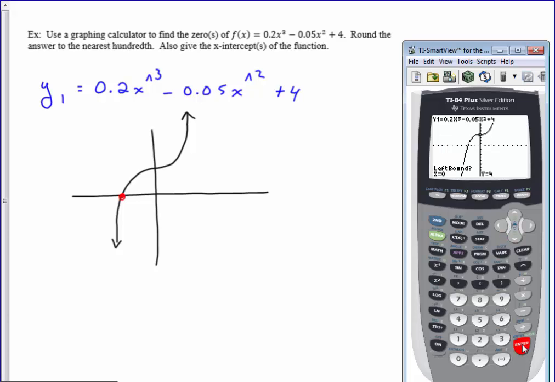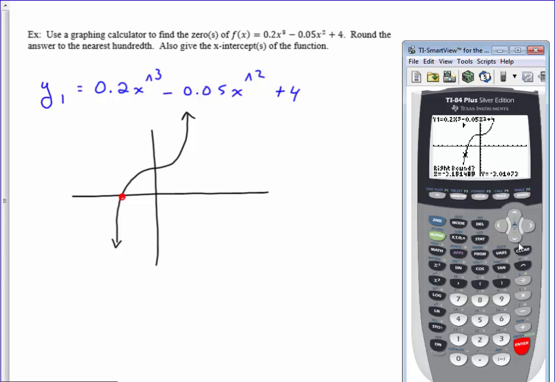Press enter. It will then ask for a left bound. What that means is on our graph, here is our zero. They want us on our graph to go to the left of where that zero would be. So same thing here on the calculator, they want us to go to the left side of where the zero is. So use your left arrow button and make sure that you arrow over and across where that zero is. Make sure that you're not close to the axis here but far below it to the left.